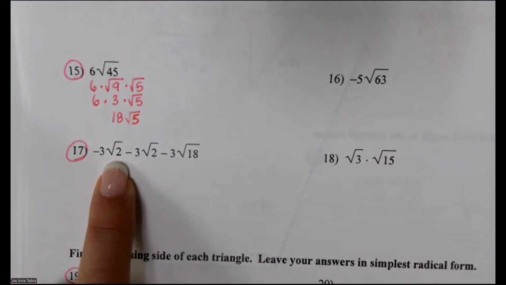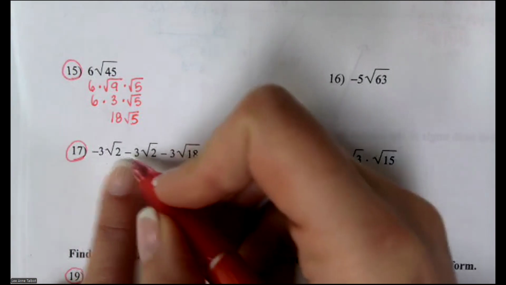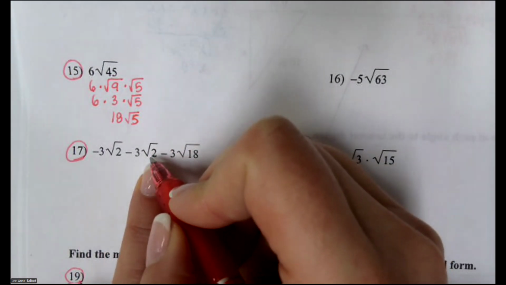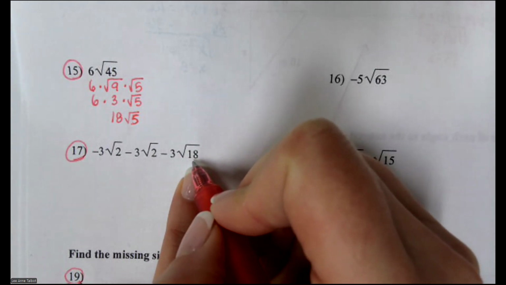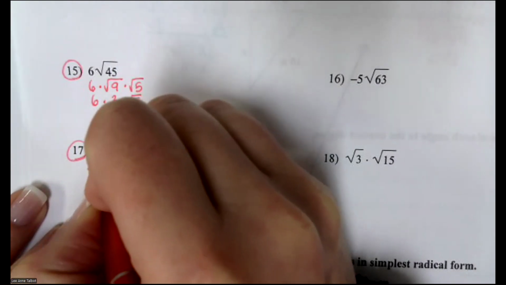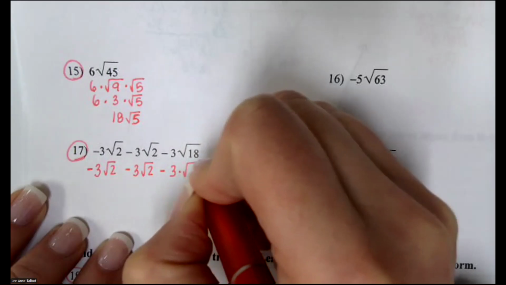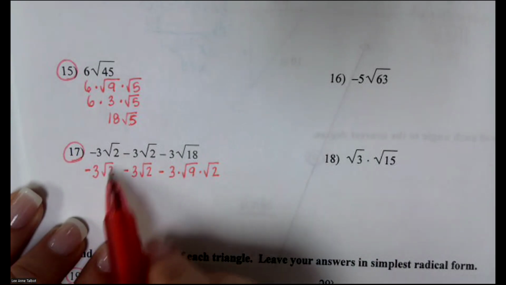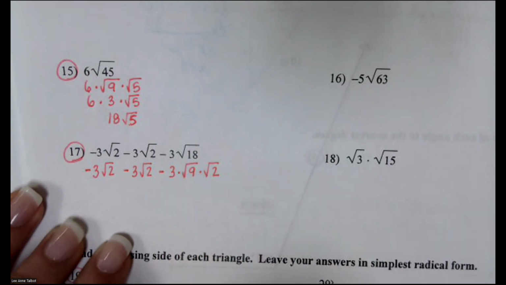Okay. Number 17, the 2 is not divisible by anything in the list, so I move on. 18, is 18 divisible by 4? No. Is it divisible by 9? Yes. Okay. So we have negative 3 root 2 minus 3 root 2 minus 3 times the square root of 9 times the square root of 2. So this guy didn't change. This guy didn't change. This guy broke into 9 and 2.